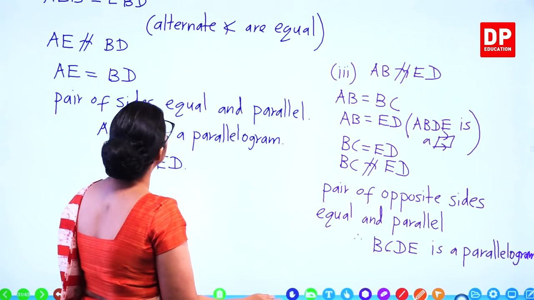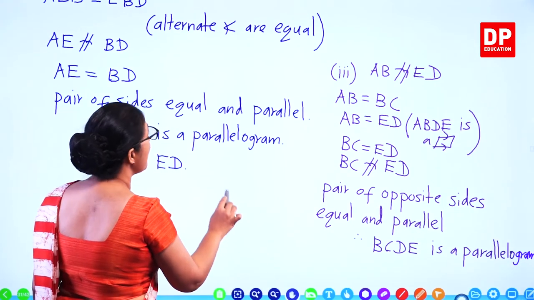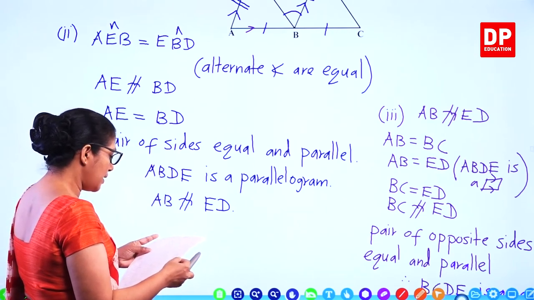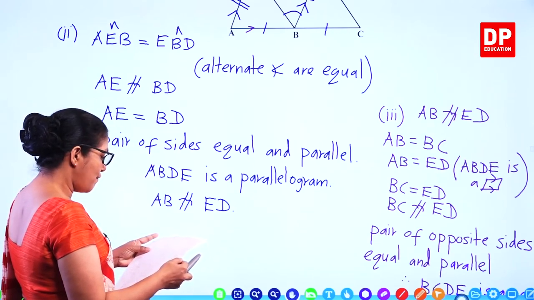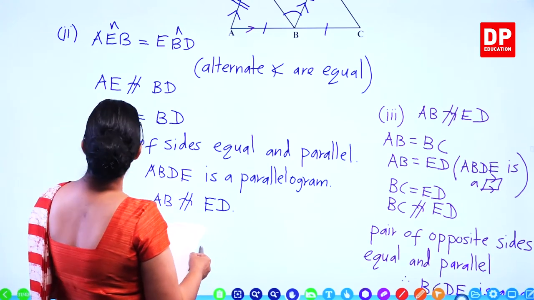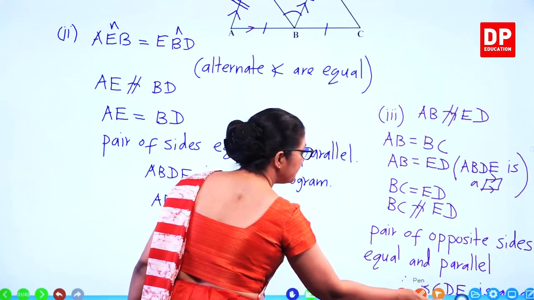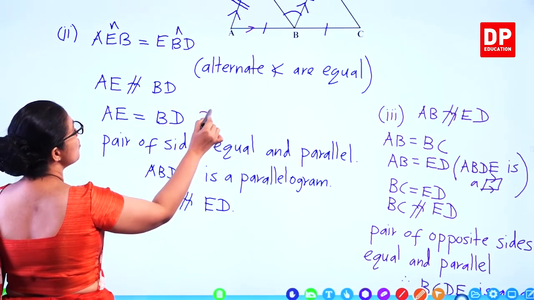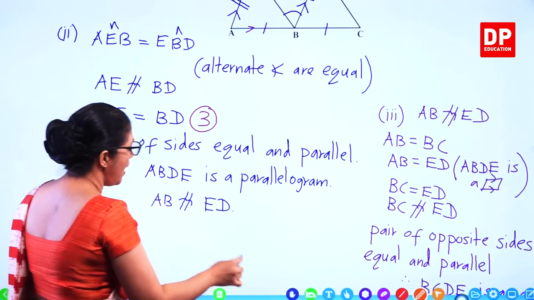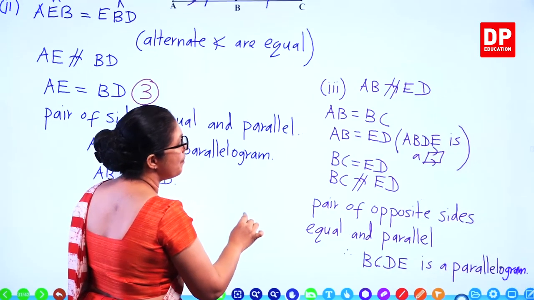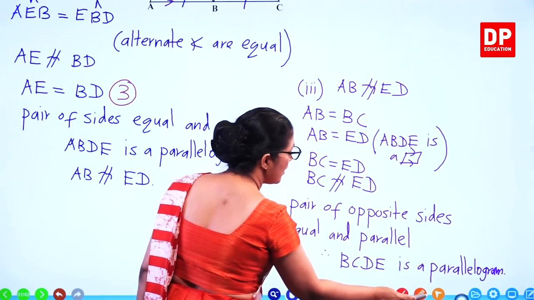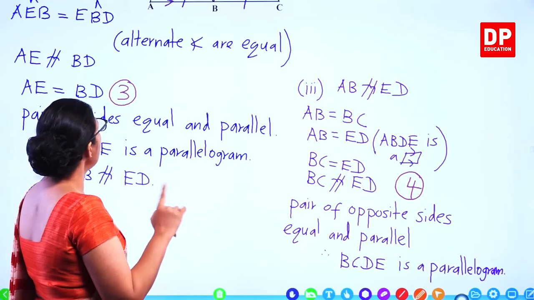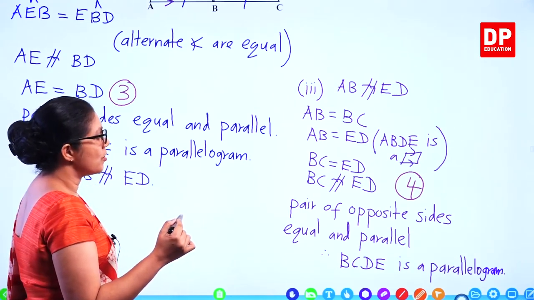How many marks for that? So we did two parts there. According to the marking scheme, you are getting 3 and 4. 3 marks for the second part, showing these two lines are parallel, and showing this is a parallelogram, you get 4 marks. So we gave 3 before and here 7, 10 marks altogether.